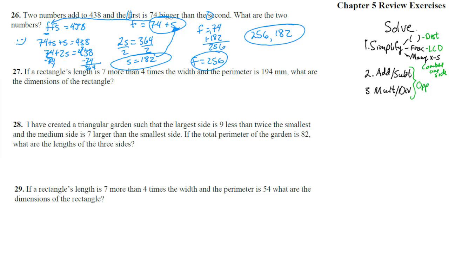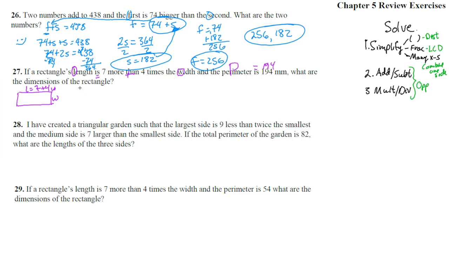Okay, good. If a rectangle's length is 7 more than 4 times the width, notice this is a little equation in itself. Length is 7 more than 4 times the width. So if we draw a rectangle, and here's the width, length is 7 more than 4 times the width. Cool. Okay. Perimeter, that's P, is 194.